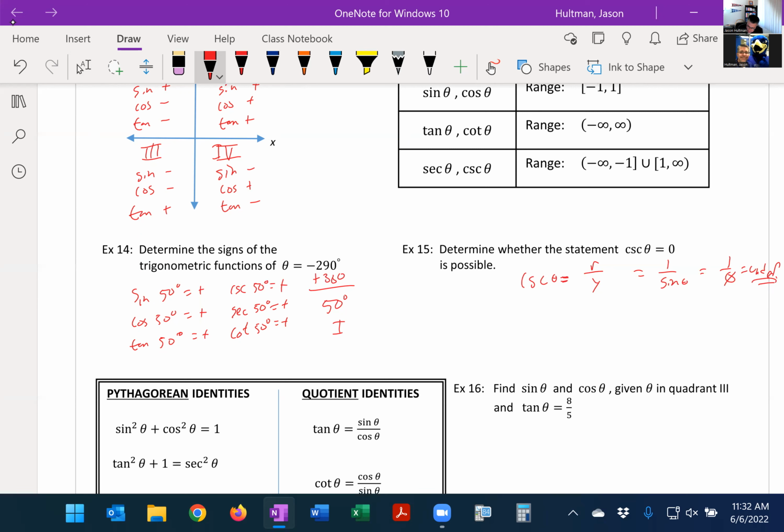The only way to get cosecant to be 0 is if we let the r be 0, in which case we don't really have anything. We don't have a trig function, because if the radius is 0, then we just have a point, and it's called the origin. That's it. And we don't have an angle. We don't have a triangle. No triangle. Okay, so is this possible? No, not possible.